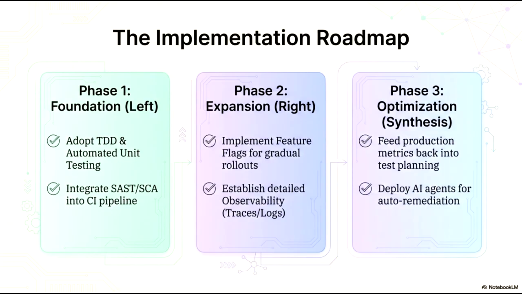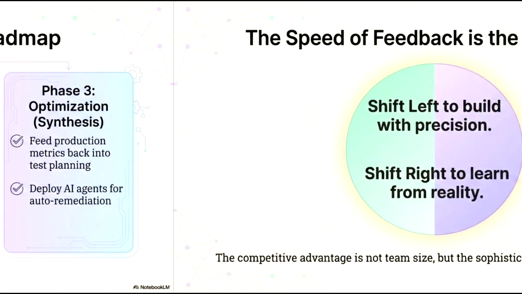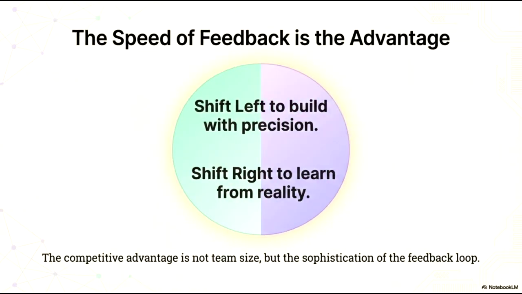The roadmap concludes with Phase 3, optimization, which represents the synthesis of our efforts. In this stage, we feed production metrics back into our test planning to ensure our testing strategy reflects actual user behavior. Finally, we will deploy AI agents for auto-remediation, closing the loop with intelligent automation that proactively maintains system health and performance.